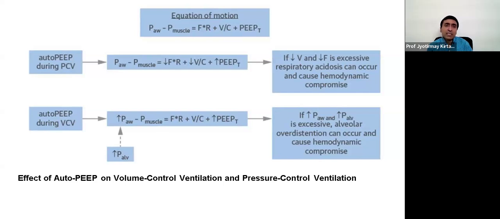So what happens if there is an auto PEEP? With auto PEEP, there will be air trapping. So there will be alveolar over distension, and there will be a sustained transpulmonary pressure. When there is a sustained transpulmonary pressure, there will be very reduced right ventricular filling, and that can cause severe hemodynamic compromise. That is what you see whenever you put the patient on mechanical ventilation and try to save the patient.